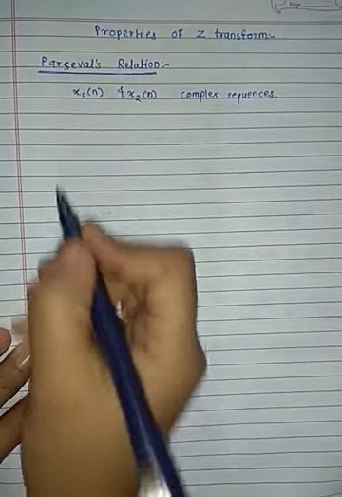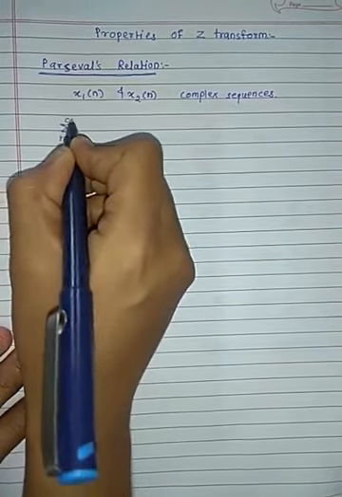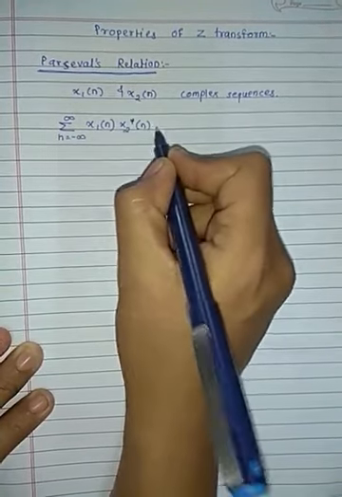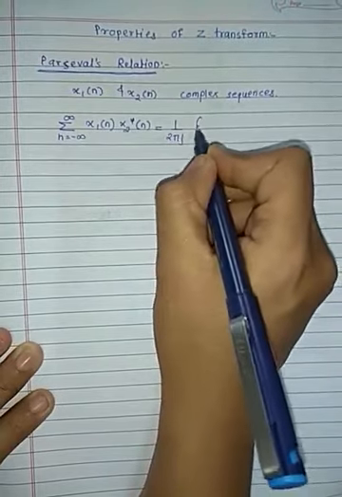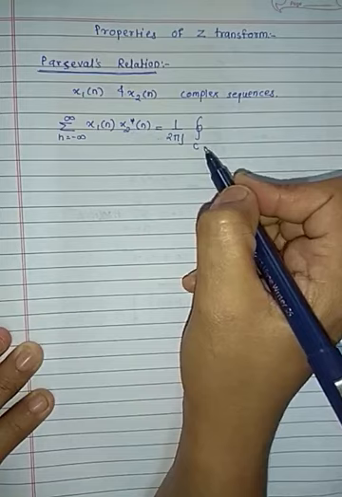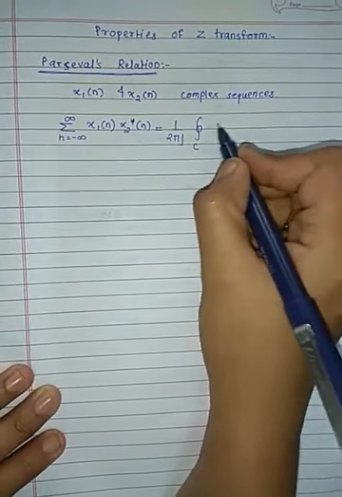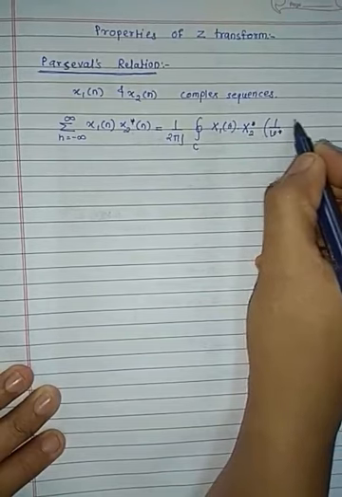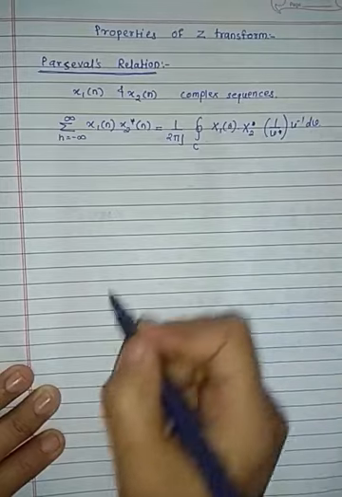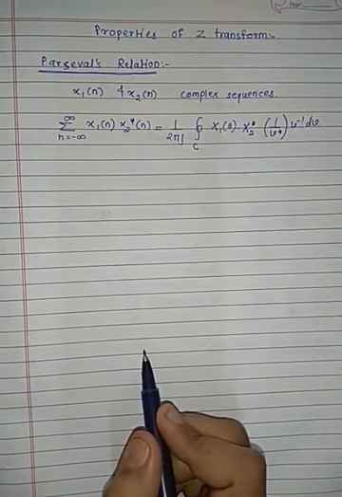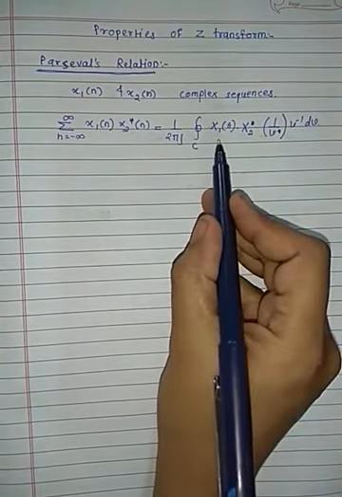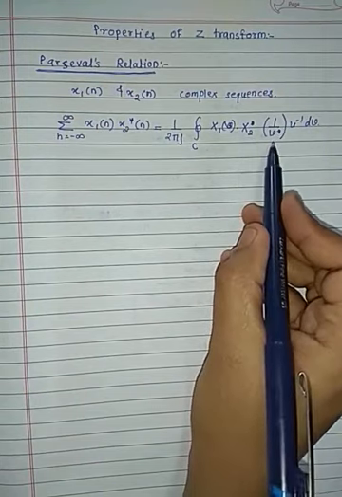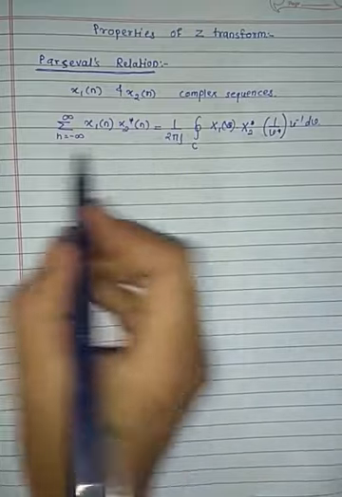Okay, so Parseval's relation states that the summation from n is equal to minus infinity to plus infinity x1 of n, x2 of n complex conjugate is equal to 1 upon 2 pi j, the closed contour of the integration C, x1 of v into complex conjugate of x2 1 upon v complex conjugate into v inverse dv, where the contour of integration must be in the overlap of the region of convergence of x1 of v and x2 complex conjugate of 1 upon v complex conjugate. Okay, so what is the proof of this?